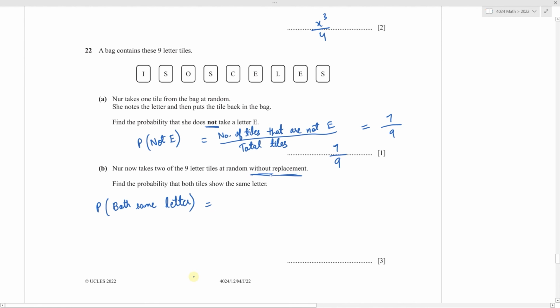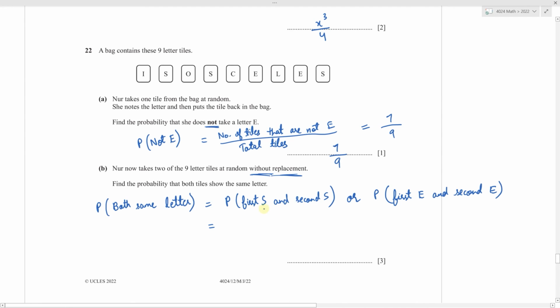So how can I get two tiles with the same letter? I have multiple S's, so I can get the probability that the first one is S and the second is also S. That way I'll have both tiles that show the same letter. Or there is another way that you can also get the same letters, that is with E. So first is E and second is also E. That way you also end up with two tiles that have the same letter, which is E in this case.